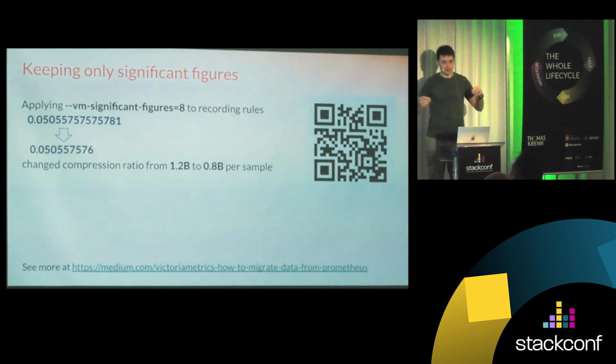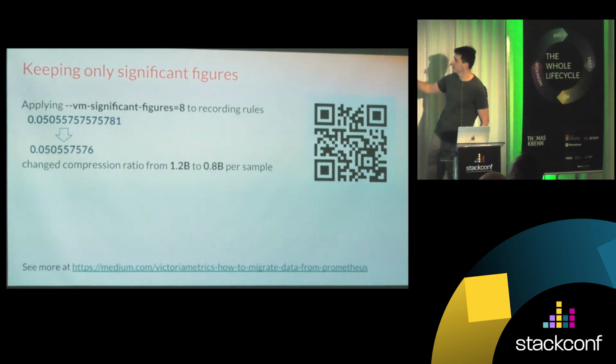In VictoriaMetrics, you can configure how many significant figures you want to keep. And this will transform the number above to the number below. You will still have this high resolution, but a bit less entropy in your data. And only this changes compression from 1.2 bytes to 0.8 bytes. It's about 30% improvement for only keeping what matters to you.